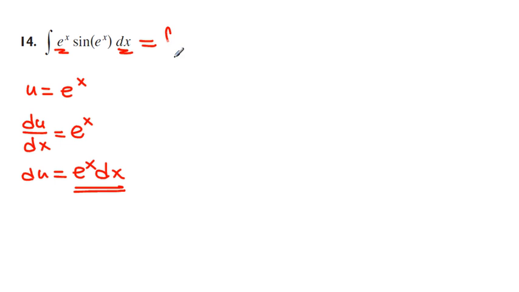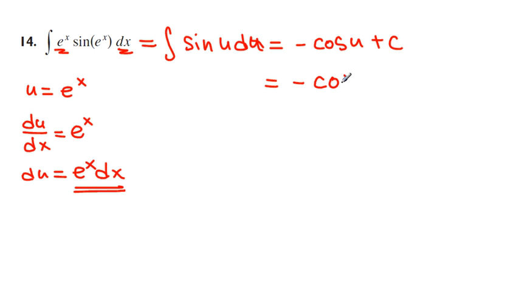Therefore, what we can say is this is equal to sine of u, replacing e to the x, and simply du. Then the antiderivative of sine of u becomes negative cosine of u plus c. Now u being e to the x, by plugging it in, we end up getting negative cosine of e to the x plus c.